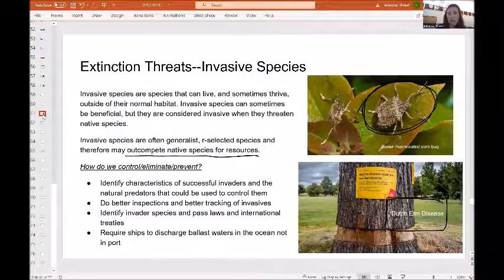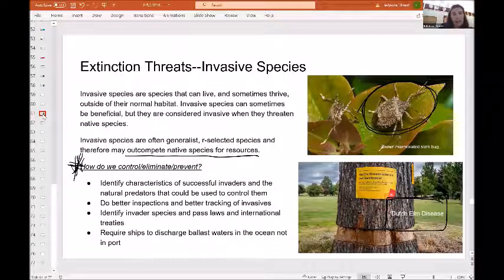And so if you've ever seen them have to come through and completely take down elm trees, it is to try to help prevent the spread of these invasives. What you guys need to be able to do is talk about a strategy that we can use to control, eliminate, or prevent the spread of invasive species.